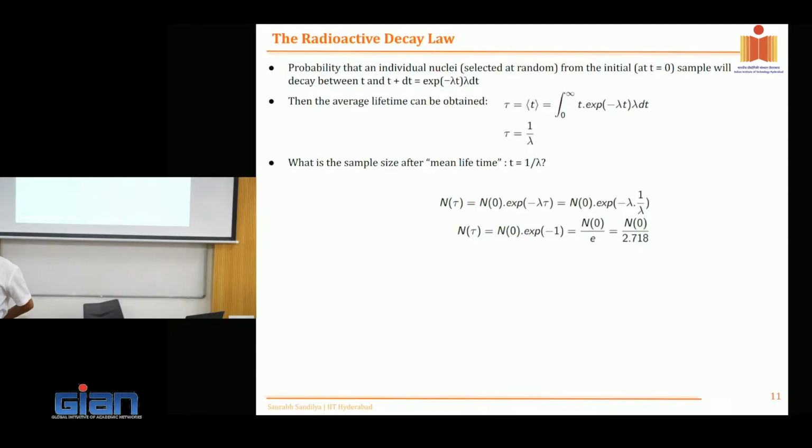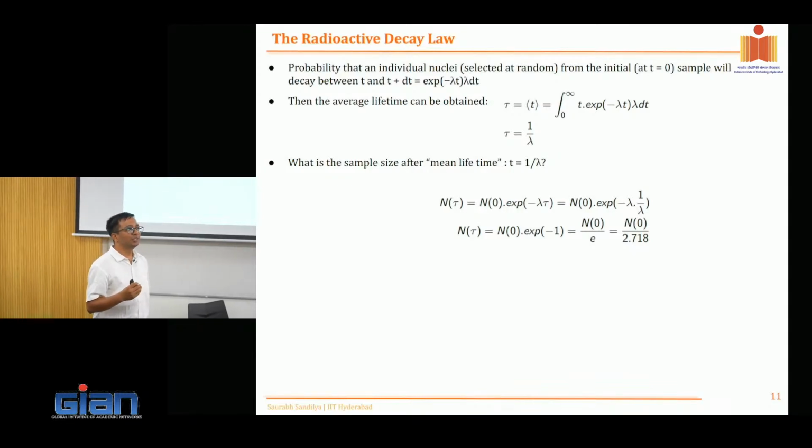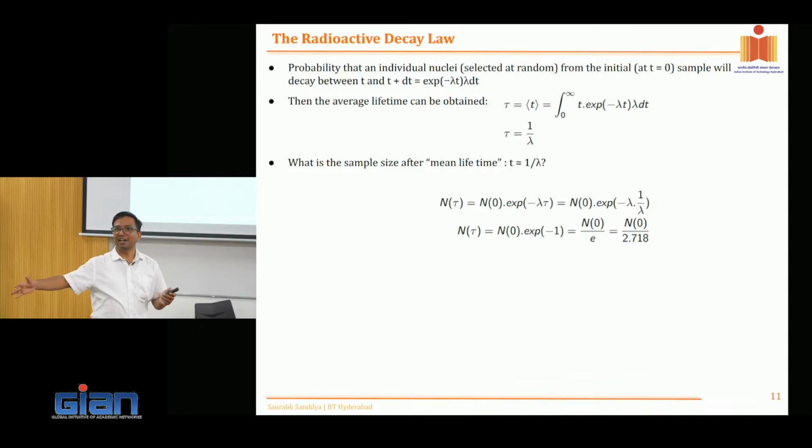That means 1.44 into half-life. How did you get this? Okay, that's what I'm asking. Okay, thanks. So the question is: what happens to the number of nuclei after elapsing an average lifetime?